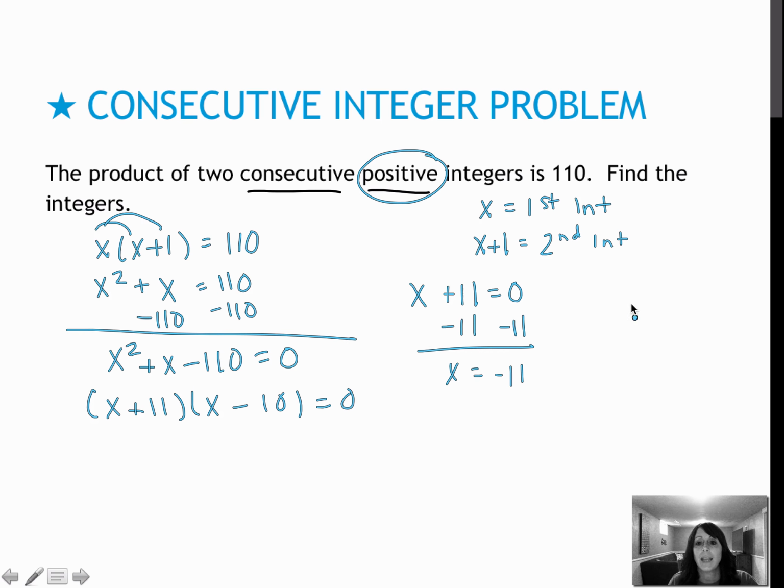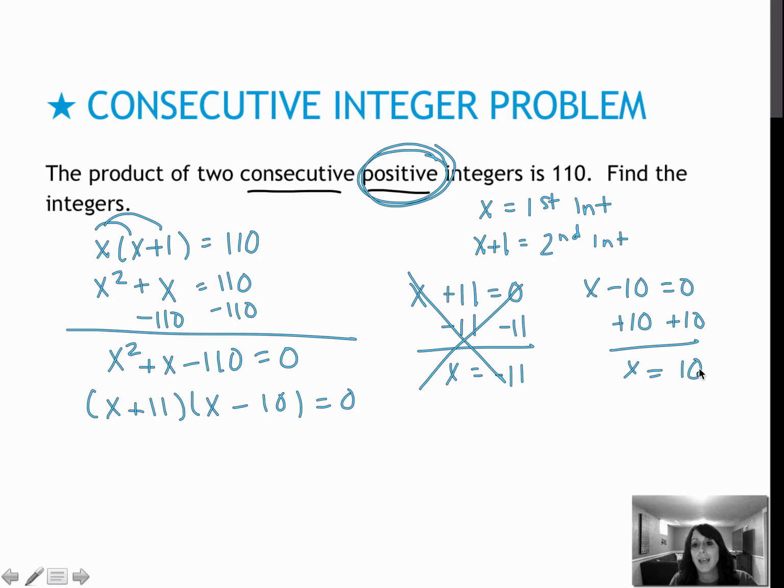And that gives me negative 11 and positive 10. Well, at the beginning, it says they only want the positive integers. So even though I found the answer of negative 11, this question, we don't care about it. We only want the positive. So my two integers would be 10, and then whatever x plus 1 is. So of course x plus 1 would be 11. So my two consecutive positive integers would be 10 and 11.